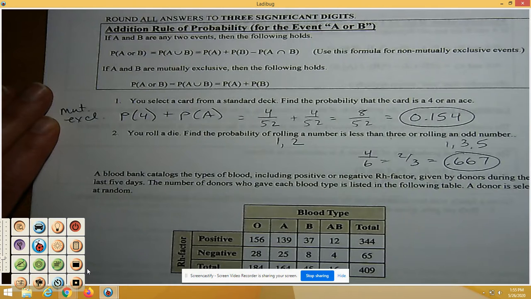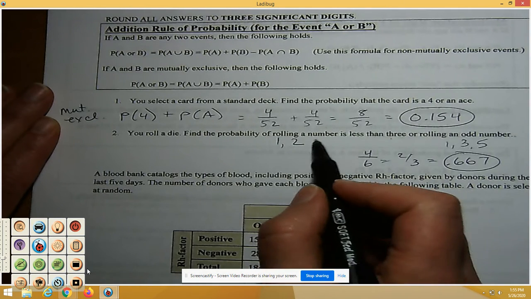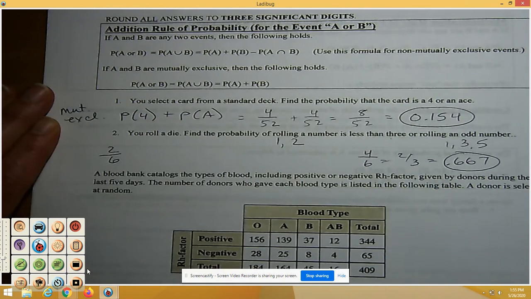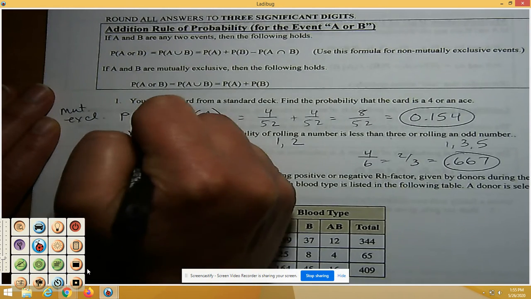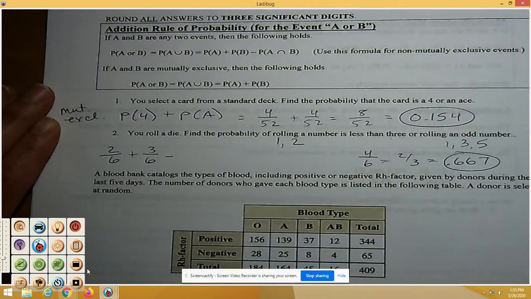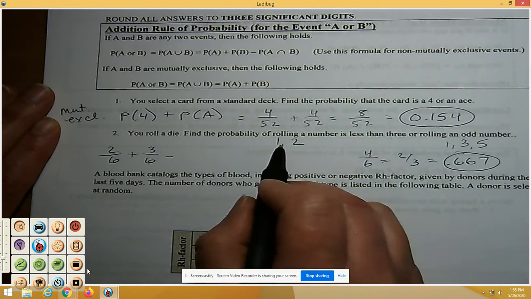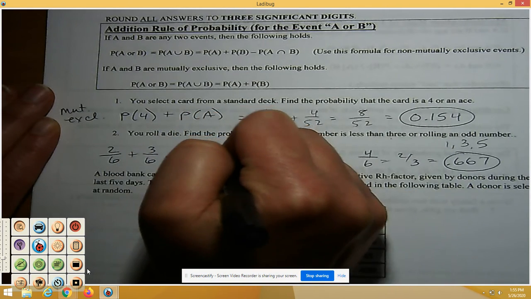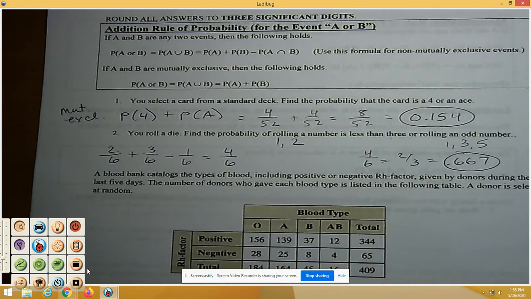If you wanted to use the formula, the probability that the number is less than 3 is going to be 2 out of 6. And then the probability of an odd number is going to be 3 out of 6 minus the overlap. So the overlap is going to be the 1, so that's going to be 1 out of 6, and there you get the 4 out of 6. So that's what they're doing with the formula for that.